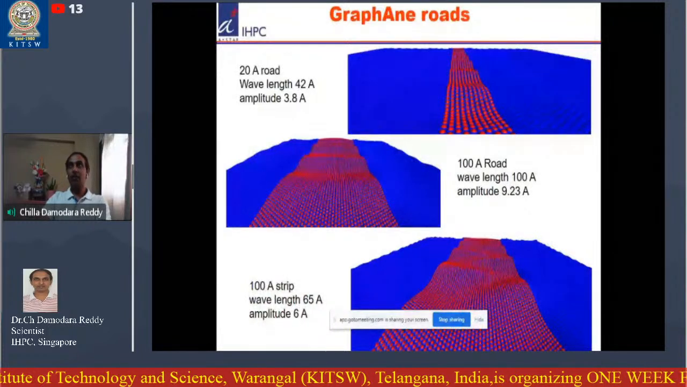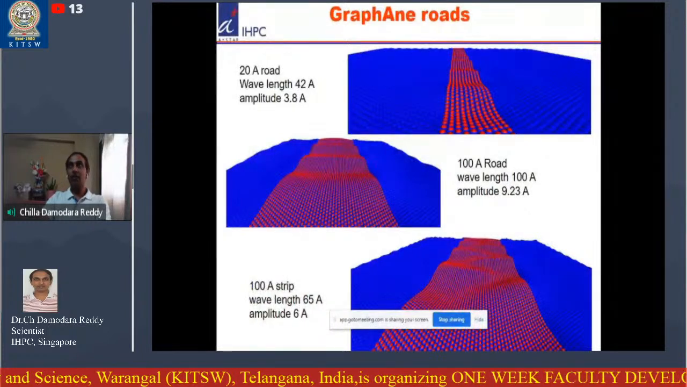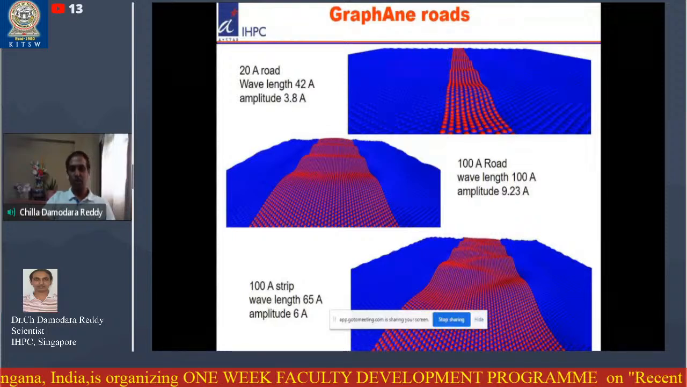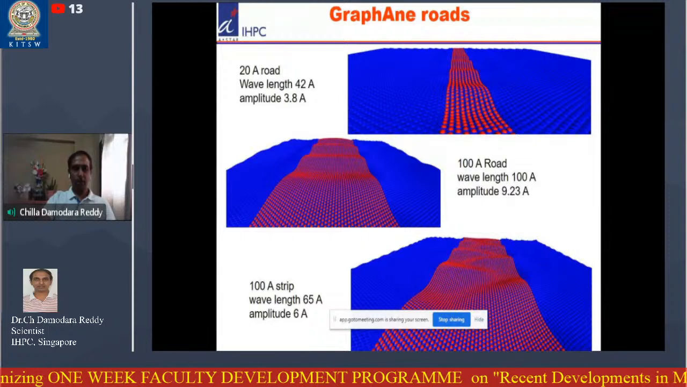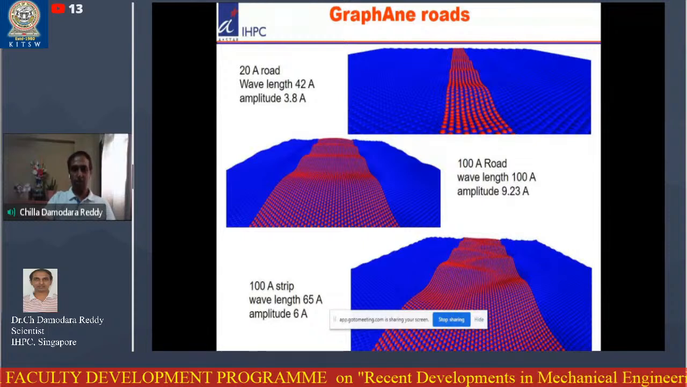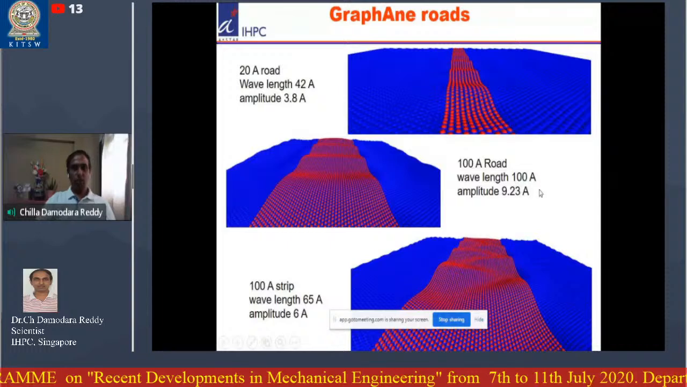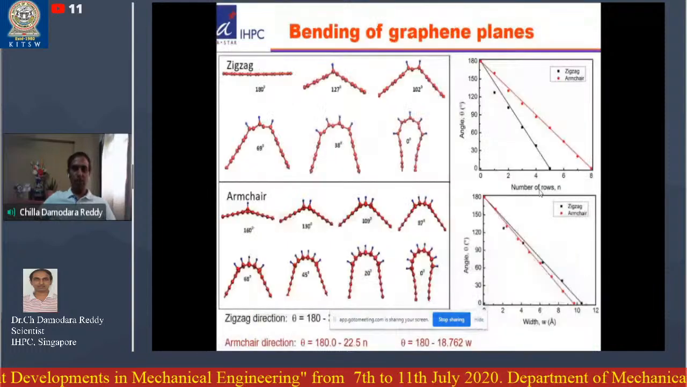So these are the different types of roads which I don't want to go through due to the lack of time. I just want to show how this lattice mismatch makes ripples in this kind of structure. So we can do this controlled bending using graphene.